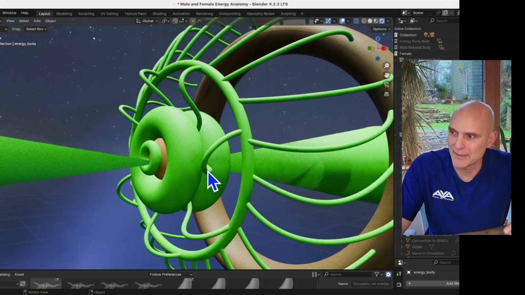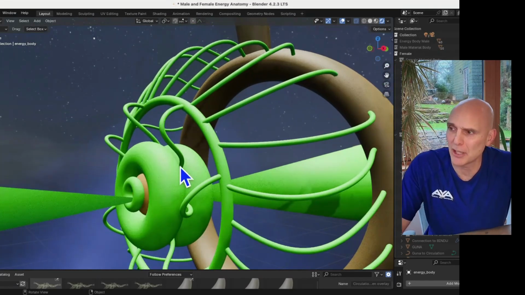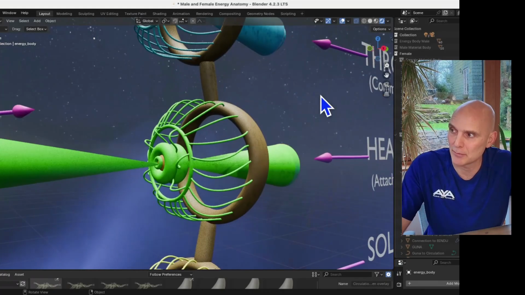But it doesn't just stop there because it overflows. It overflows into these vessels. The emotional energy overflows into these vessels and goes into the chakra manifold, this golden brown one.